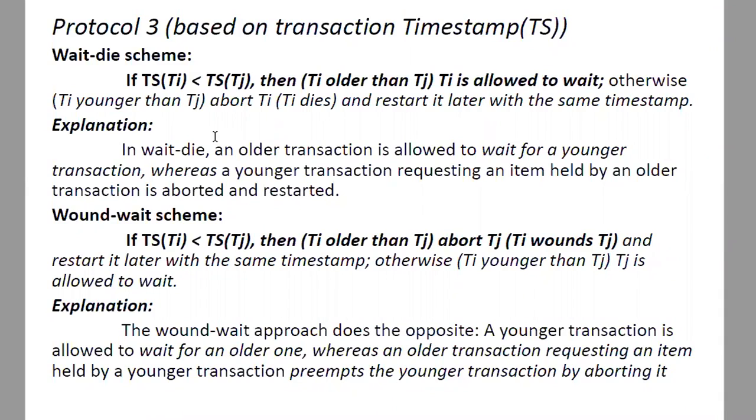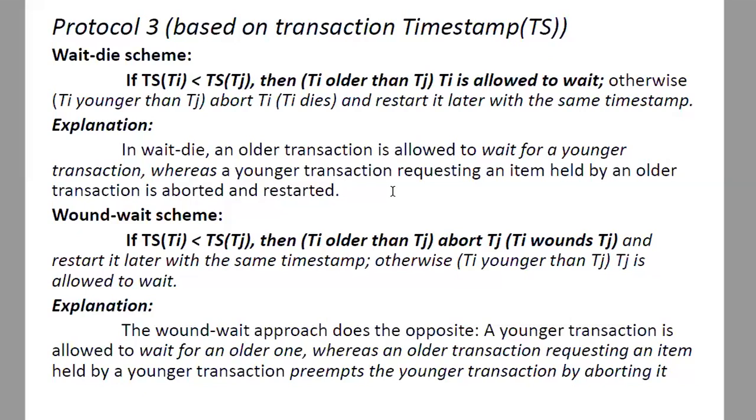And what is the explanation for this? In wait-die, an older transaction is allowed to wait for a younger transaction, whereas a younger transaction requesting an item held by an older transaction is aborted and restarted. So you allow the older transaction to wait and the younger transaction to be aborted.